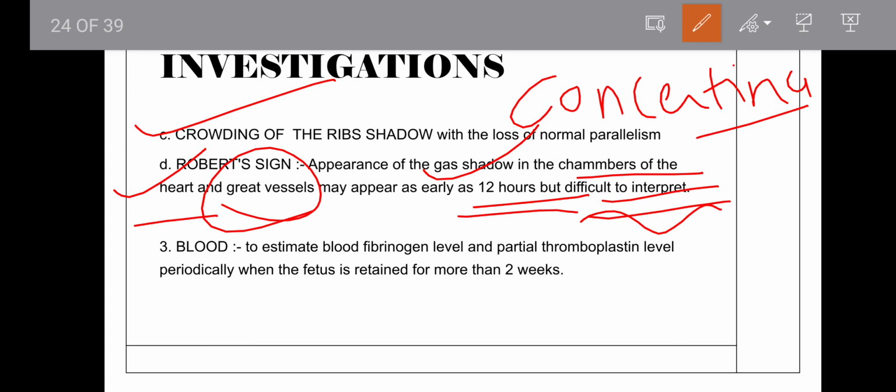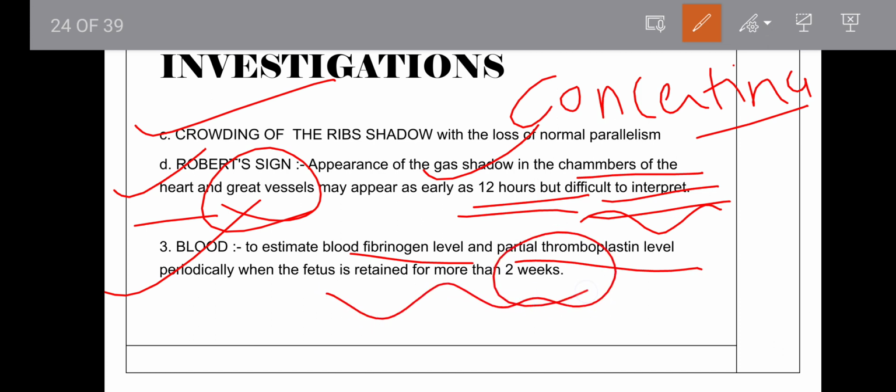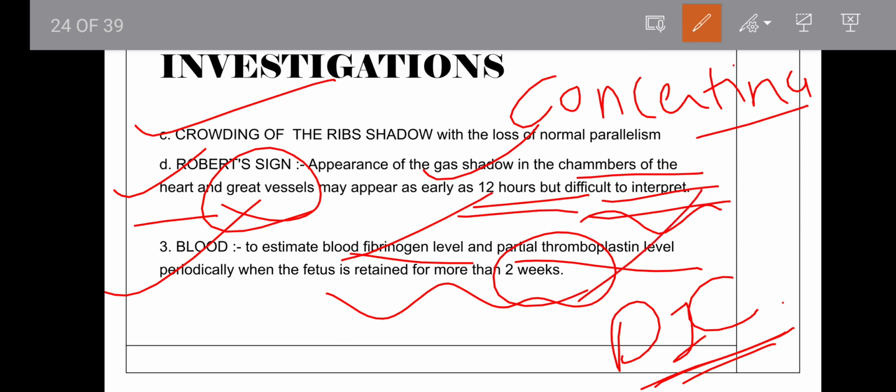Some other blood examinations we also do in case of the intrauterine fetal death, to estimate the blood fibrinogen level and partial thromboplastin level periodically when the fetus is retained for more than 2 weeks. So in case of the intrauterine fetal death, if the fetus is retained for more than 2 weeks, there are chances of the disseminated intravascular coagulation. So to rule that out, we have to estimate the blood fibrinogen level as well as partial thromboplastin level periodically.